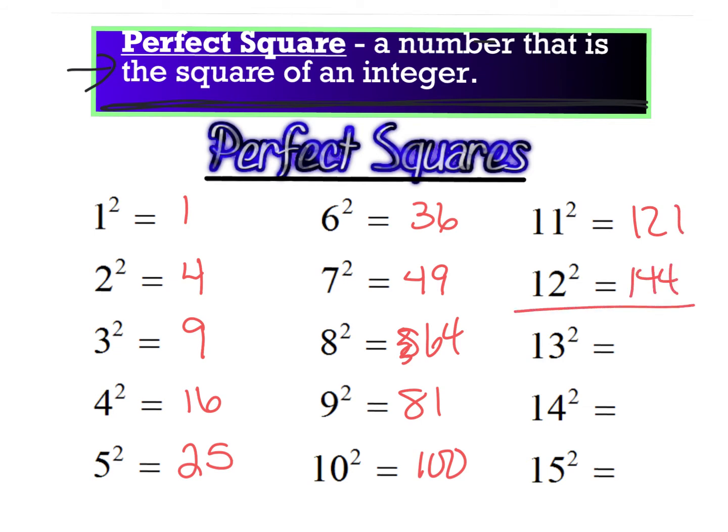Now, this is as far as you should definitely know. The rest of this is just bonus. 13 squared is 169, 14 squared is 196, and 15 squared is 225. Those are extra ones. For sure, you should know the ones through 12 squared without needing a calculator, but anything further than that is just a bonus.